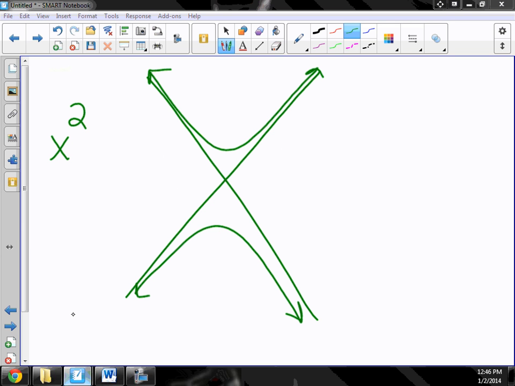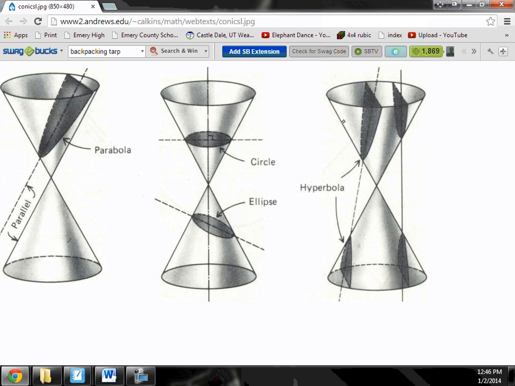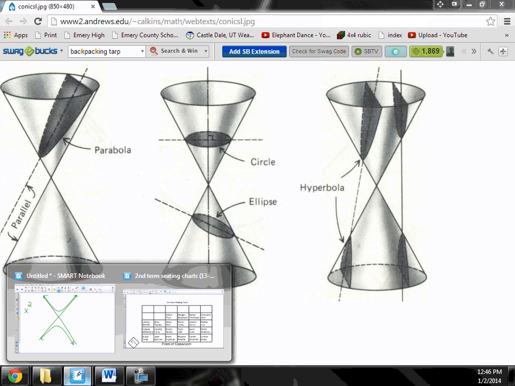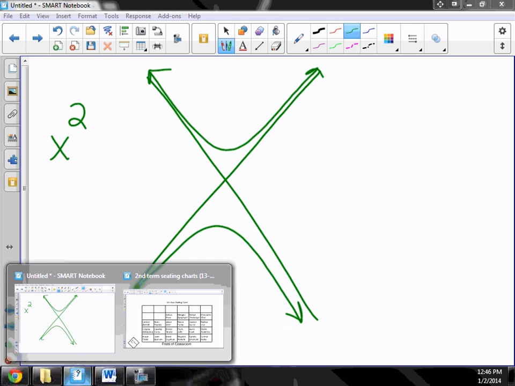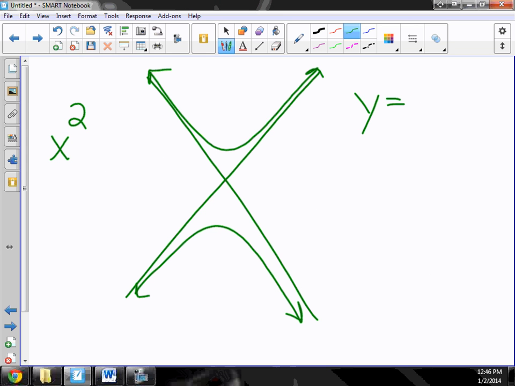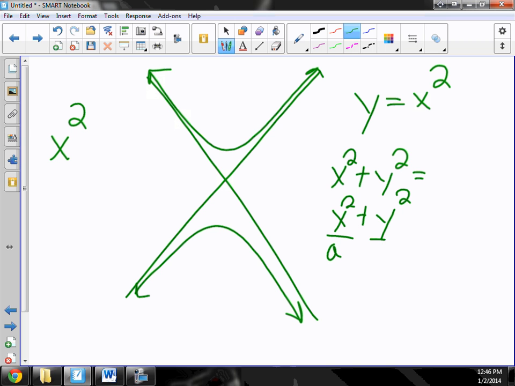So a parabola is the graph y equals x squared. The graph of a circle is x squared plus y squared equals some value, a constant. So this is a parabola and a circle. An ellipse is x squared plus y squared, where you divide x squared by some number and you divide y squared by some other number.